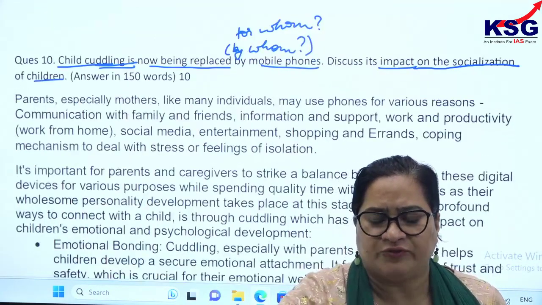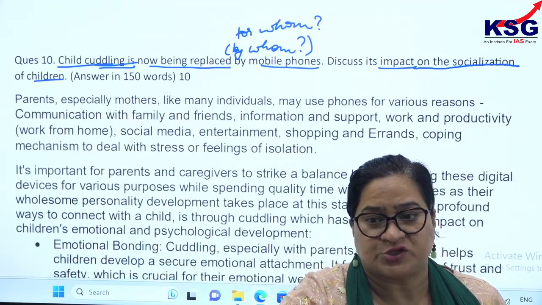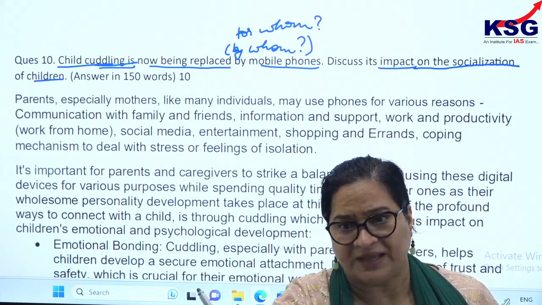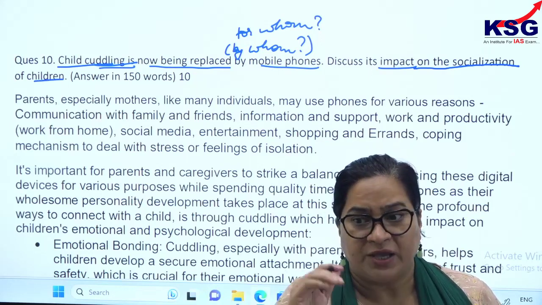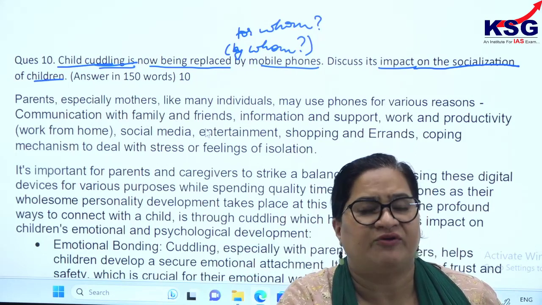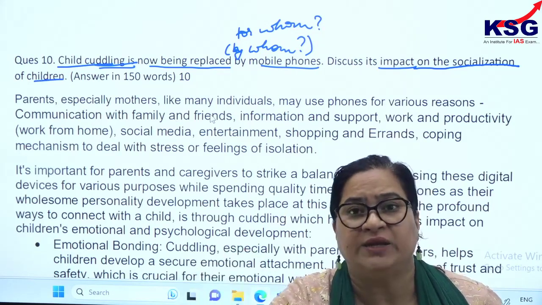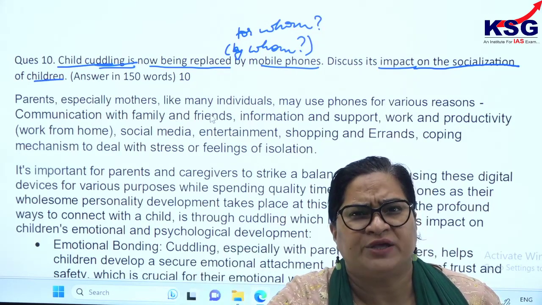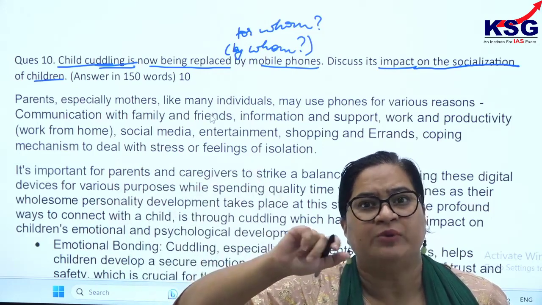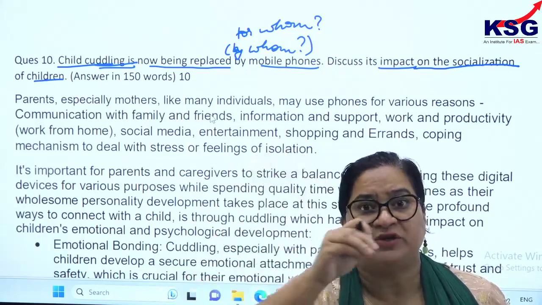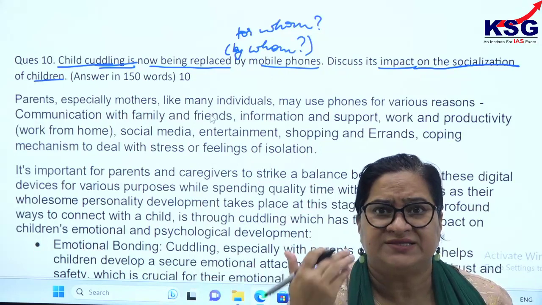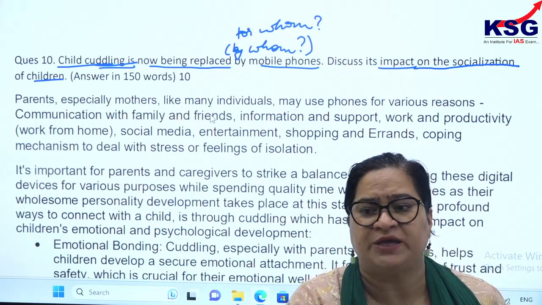As all of you can see, first and foremost, parents, especially mothers, like many individuals, may use phones for various reasons. This is a balanced way to write. There can be various reasons. Communication with family and friends, which is equally important and essential, information, support, maybe for child rearing practices, for handling the baby well, what kind of nutritional supplement should be given to the child. Multiple reasons you may use a phone, because it is the easiest and fastest source of information.